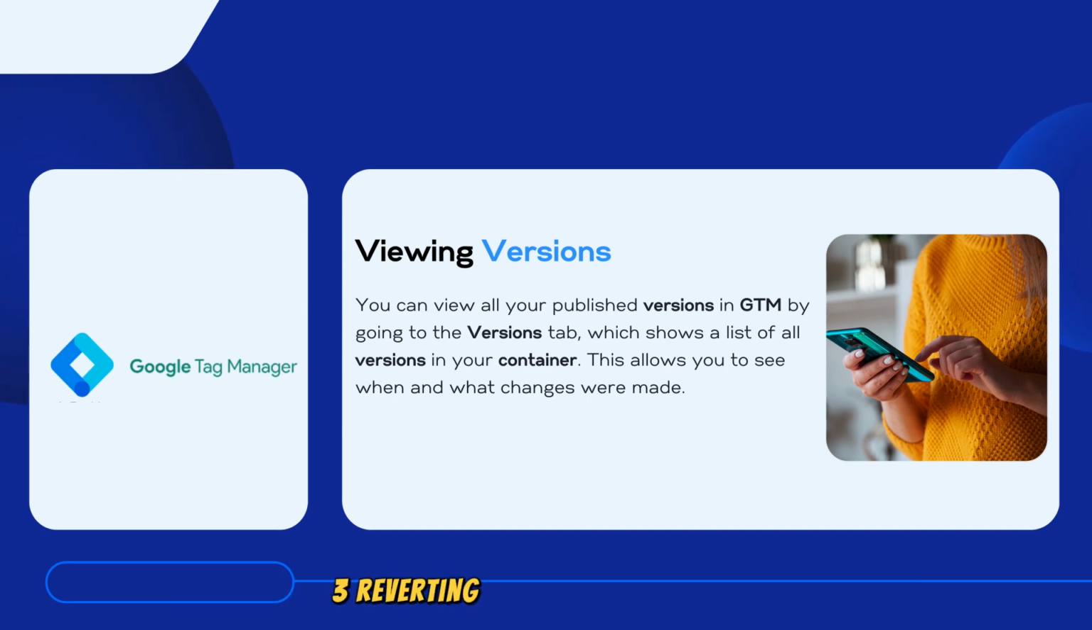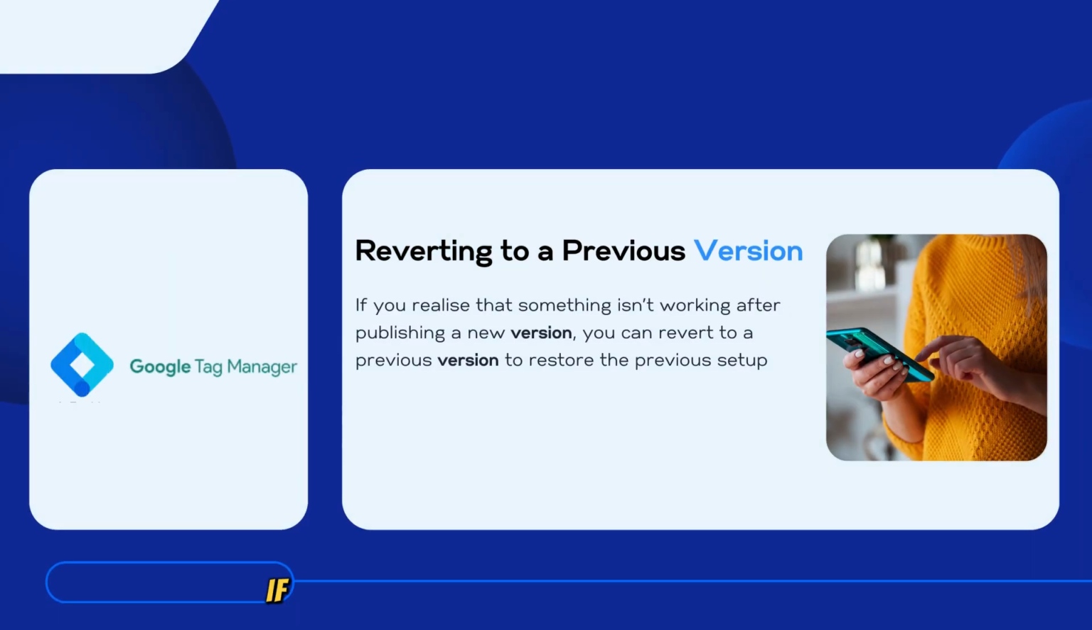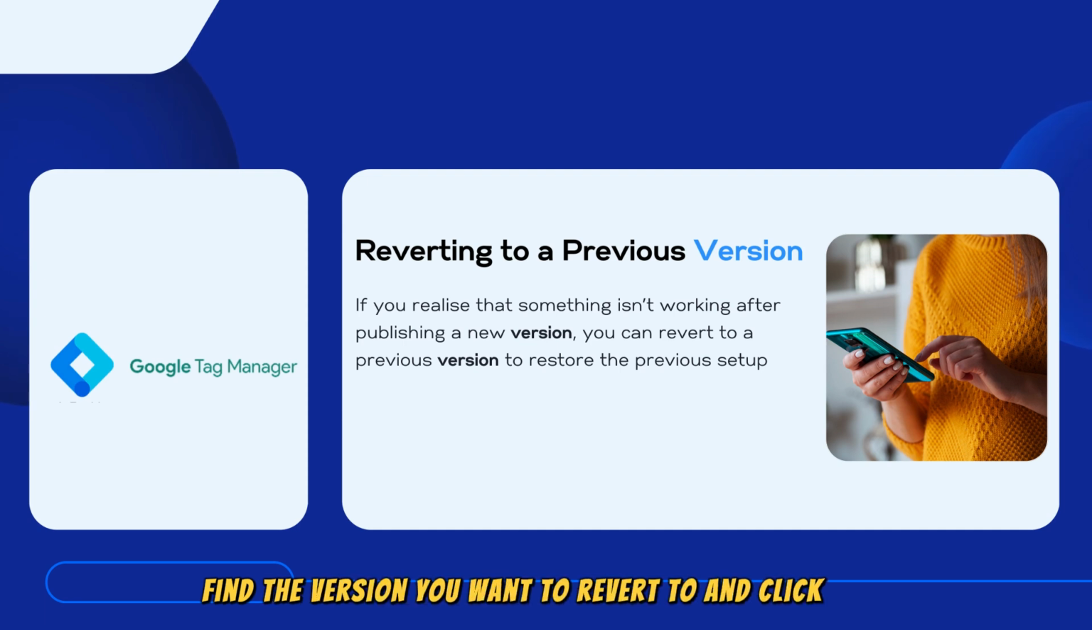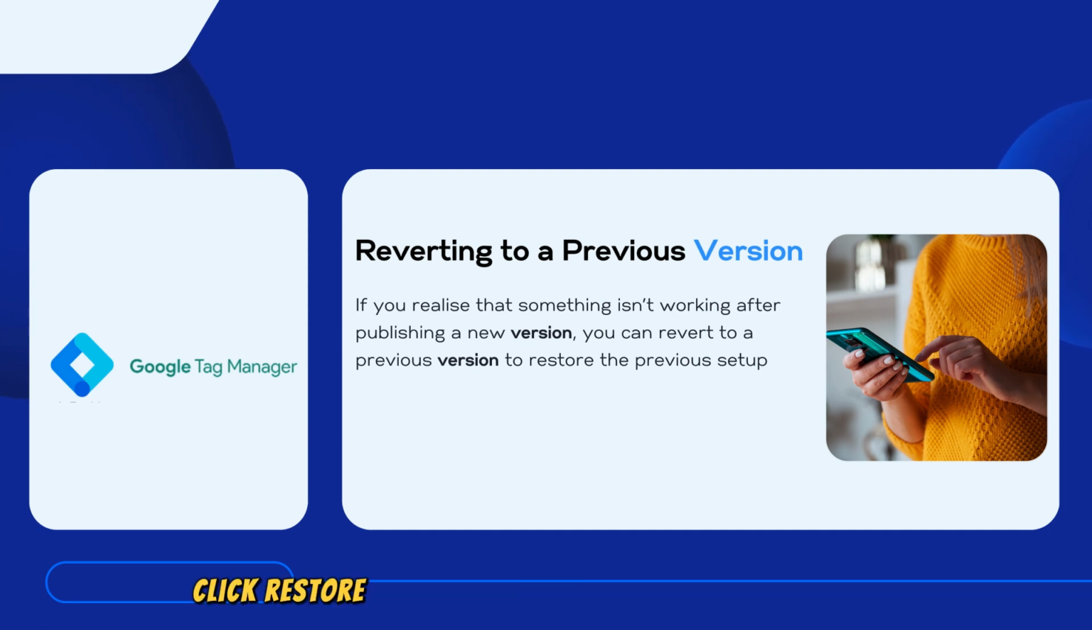3. Reverting to a previous version. If you realize that something isn't working after publishing a new version, you can revert to a previous version to restore the previous setup. Here's how. In GTM, go to the Versions tab. Find the version you want to revert to and click on it. Then click Restore to revert your container to that version.